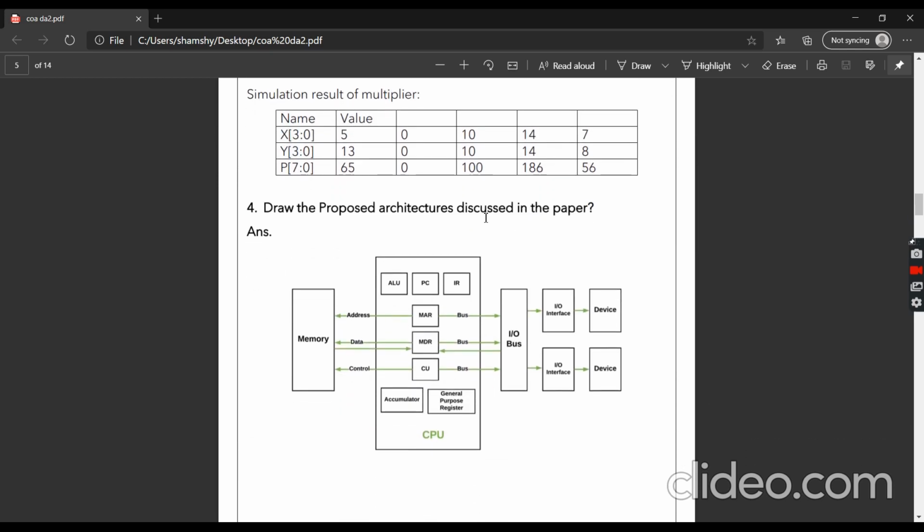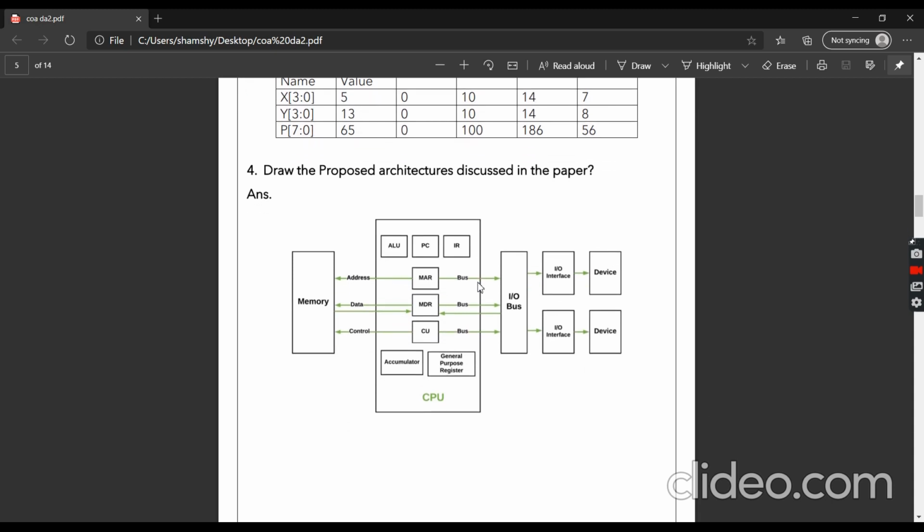Draw the proposed architecture discussed in the paper. For every DA, sir told us to draw a diagram and record it, so it consumes a lot of time. I already made the block diagram in the Chrome website, so I'll just show it to you.